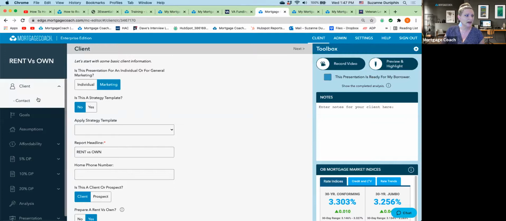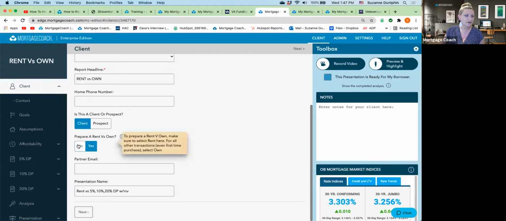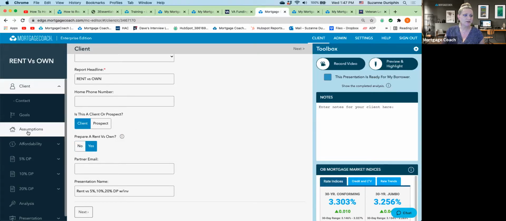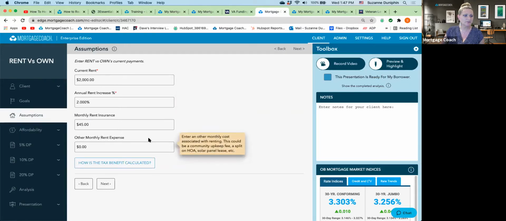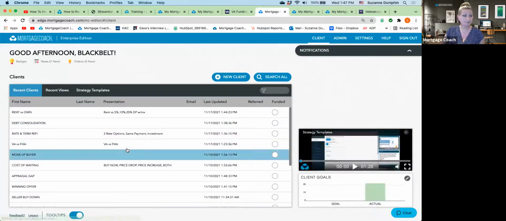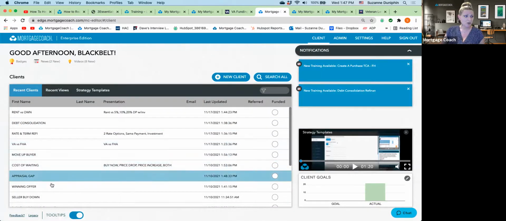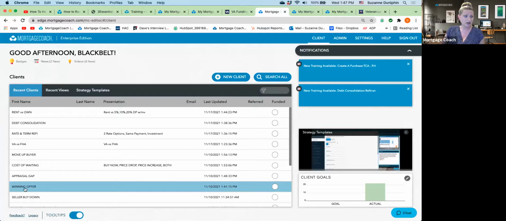If you're going to build a rent versus own, make sure that on the client page, on the client record, rent versus own is switched to yes. Then it's going to ask for the rental information in the assumptions area. All right, so that's your rent versus own. I do want to talk about the appraisal, but before I do that, I want to talk to you guys about a strategy we're calling winning offer.